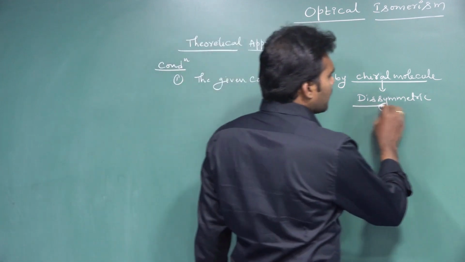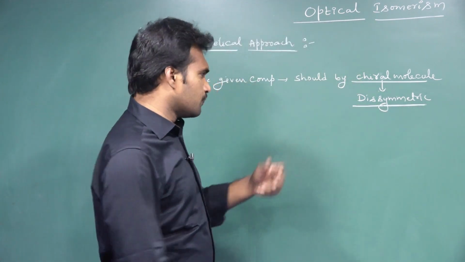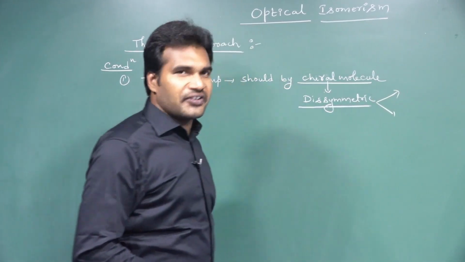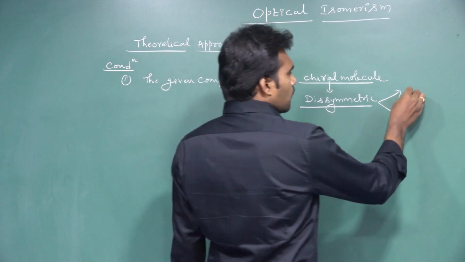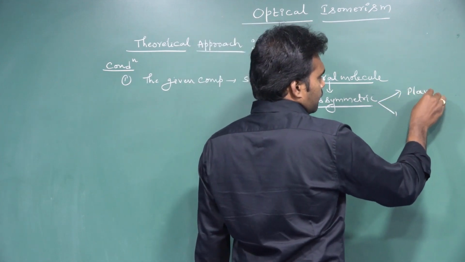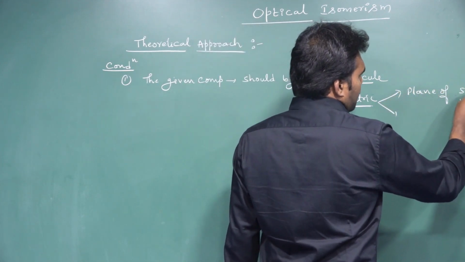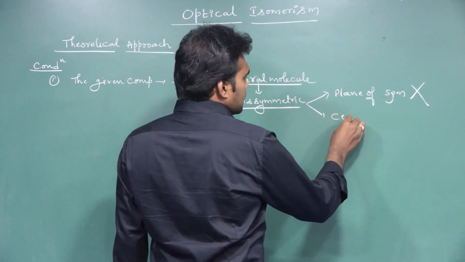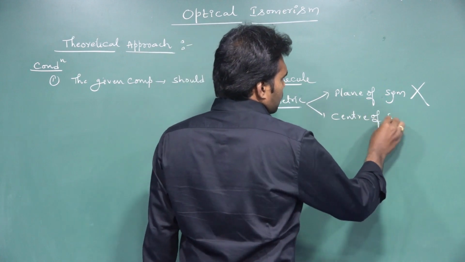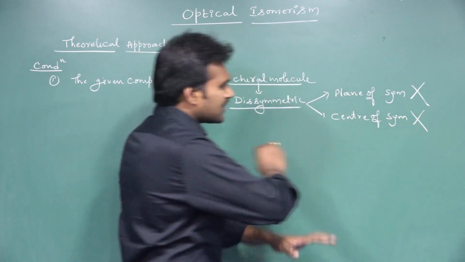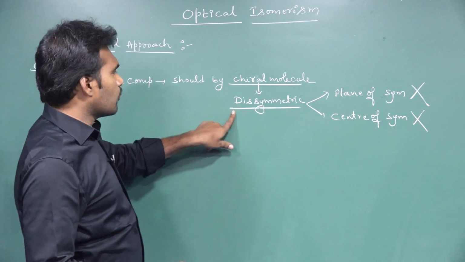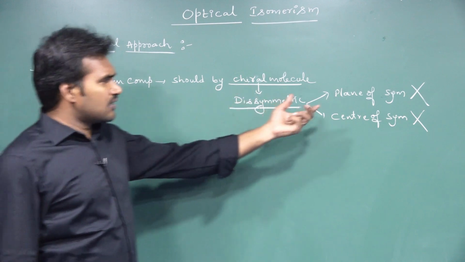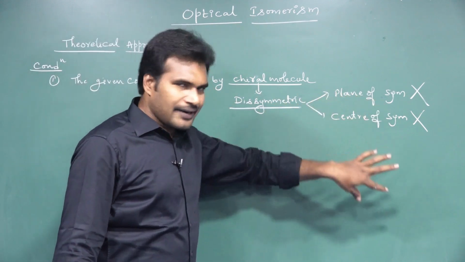What do you mean by dissymmetric? This means it should not show the following two symmetries. One is the plane of symmetry. It should not show the plane of symmetry. And the second one is the center of symmetry. If these two symmetries are not there, then we call that molecule dissymmetric, also called what? Chiral molecule. Okay, we will discuss what the plane of symmetry and center of symmetry are later.